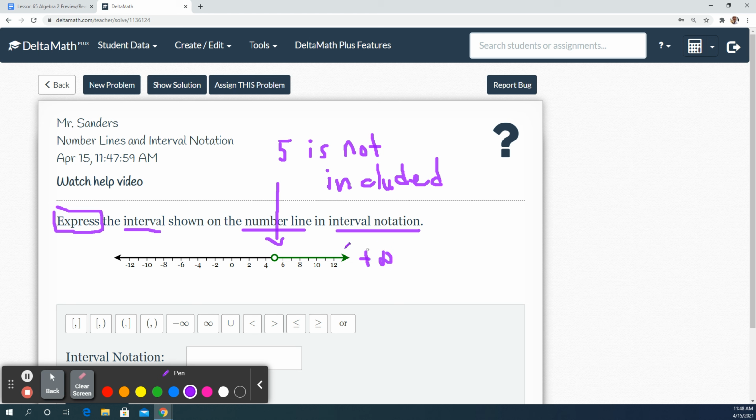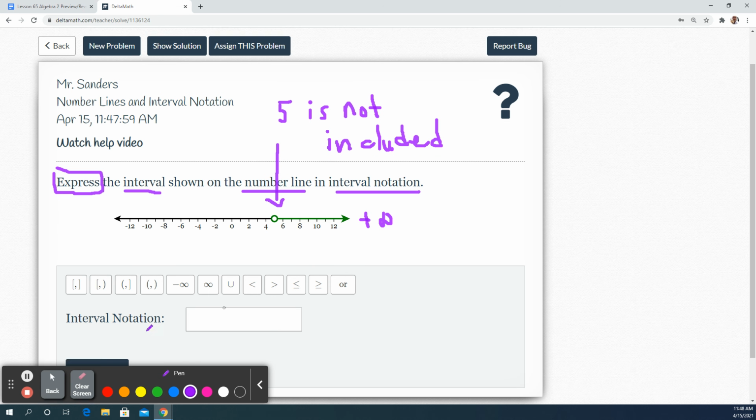So it's always kind of nice to mark it. And we wouldn't include positive infinity either because we never touch it. All right, so the interval notation here, we have a parenthesis. There it is, parenthesis. We start at 5 and we go to positive infinity. And that's all it looks like.